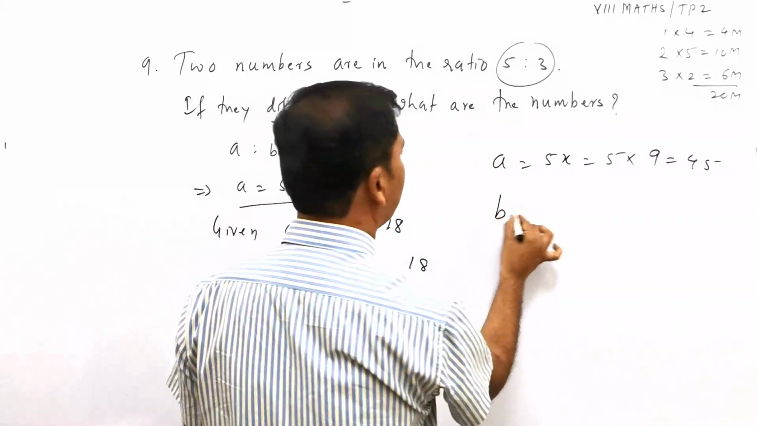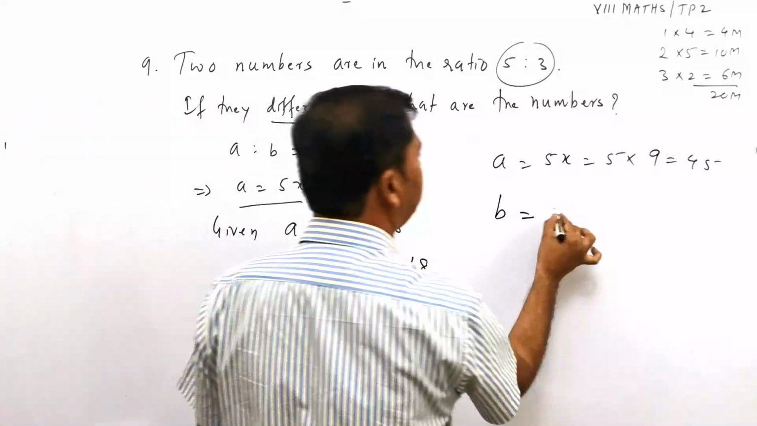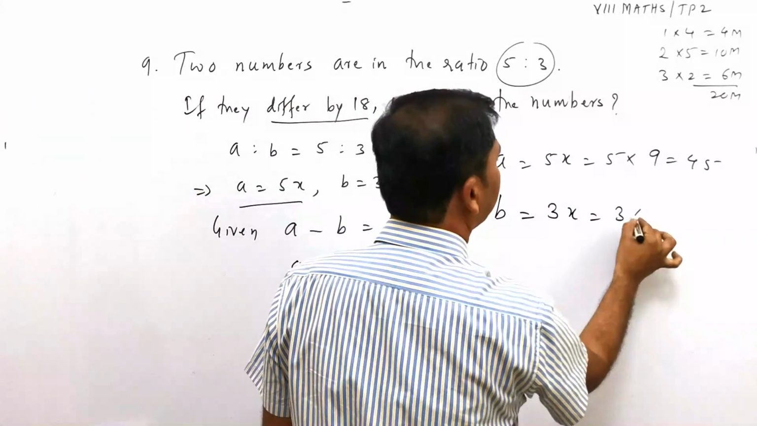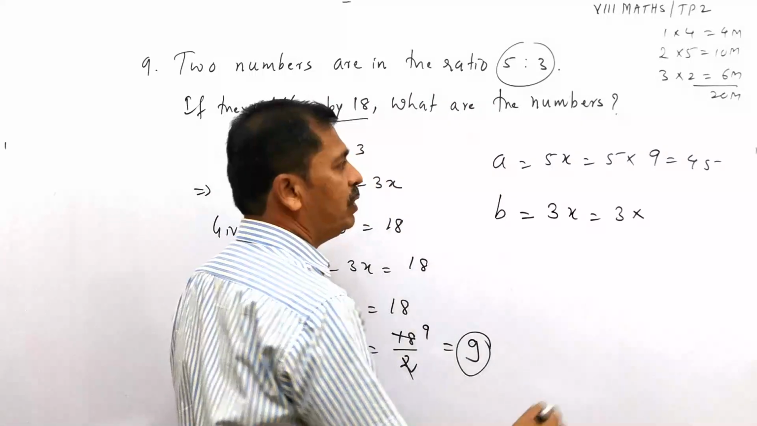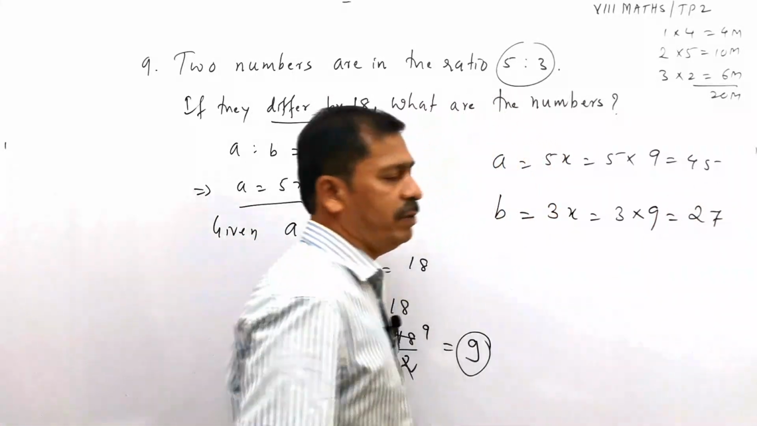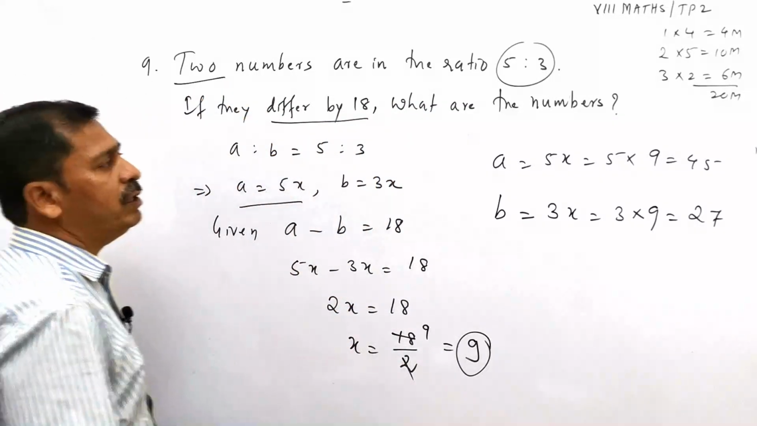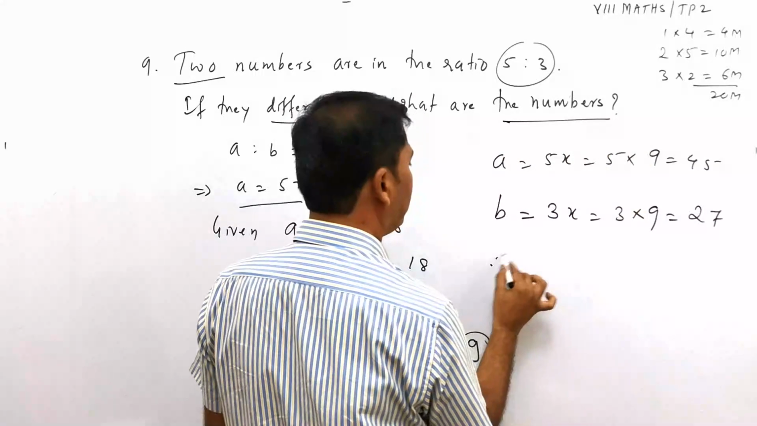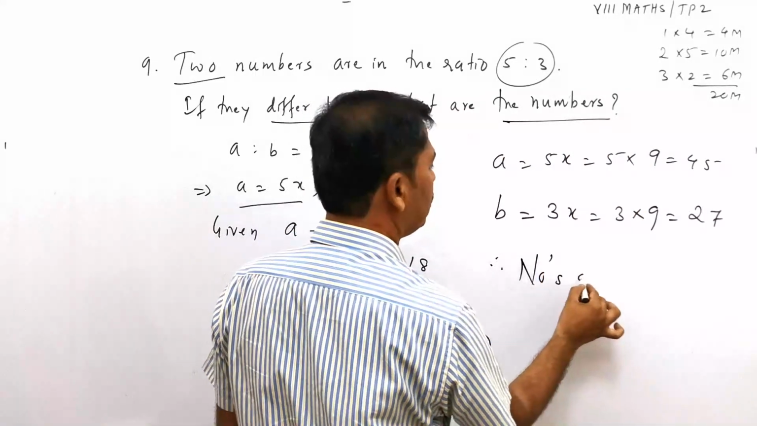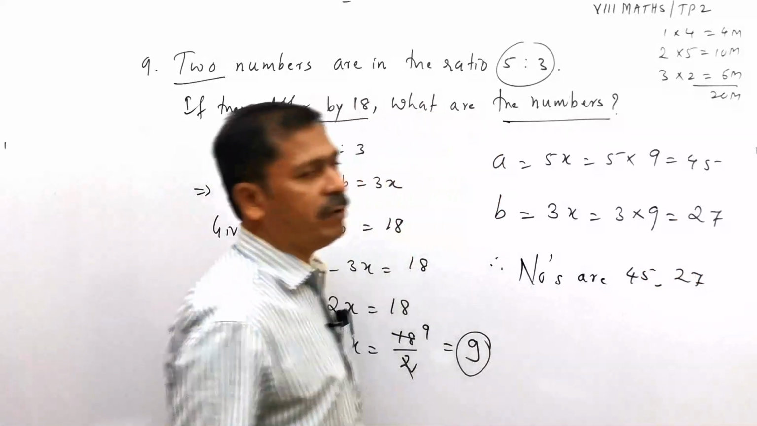Second number is b is equal to what? b is equal to 3x here. 3 into x is nothing but what here? 9. So 9 3s are 27. So the two numbers are, question is to find the numbers. Therefore the numbers are 45 and 27. So this is the final answer for this.